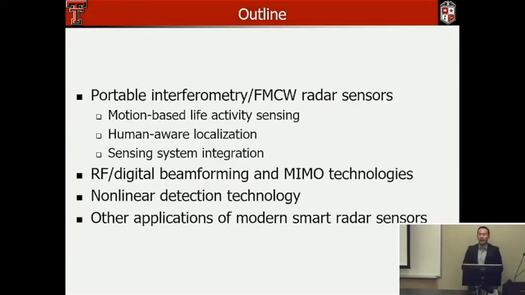This is the outline of my presentation today. I'm going to start from the basics of portable interferometry and the FMCW mode of radar sensors for modern live activity sensing and human-aware localization. I'll talk about sensing system integration at different frequencies, and then I'll focus on two techniques that really make portable radar sensors better than before. One is digital beamforming, RF beamforming. Another one is nonlinear detection. Finally, I'll briefly mention some more applications that are not only on humans but on other things.